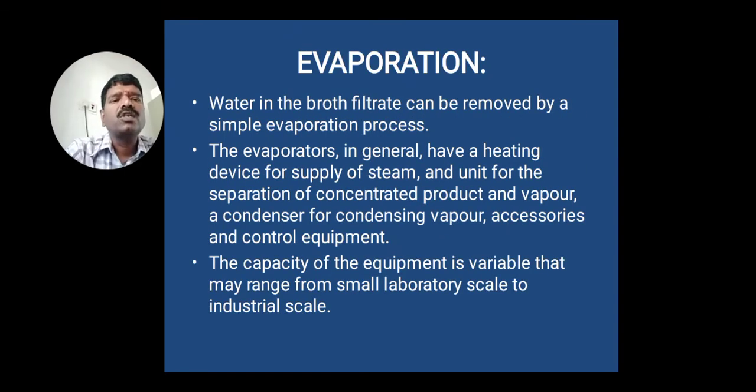Now let us start with evaporation. Water in the broth filtrate can be removed by a simple evaporation process. The evaporators in general have a heating device for supply of steam, a unit for the separation of the concentrated product and vapor, a condenser for condensing vapor, accessories and control equipment. So this is about the evaporator. The capacity of the equipment is variable, and may range from small laboratory scale to industrial scale.